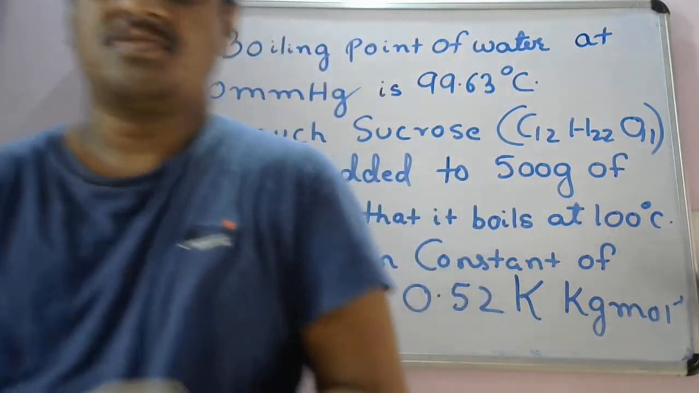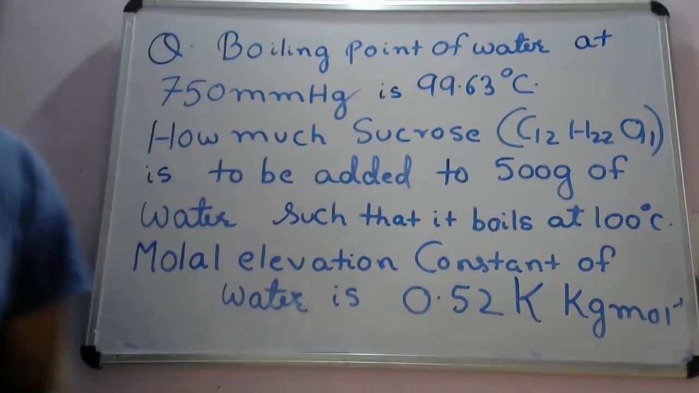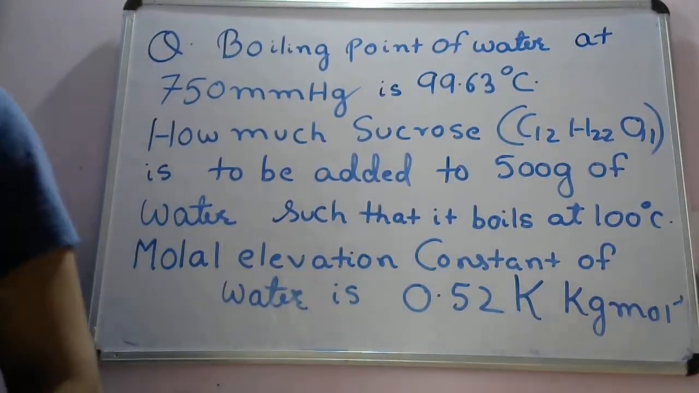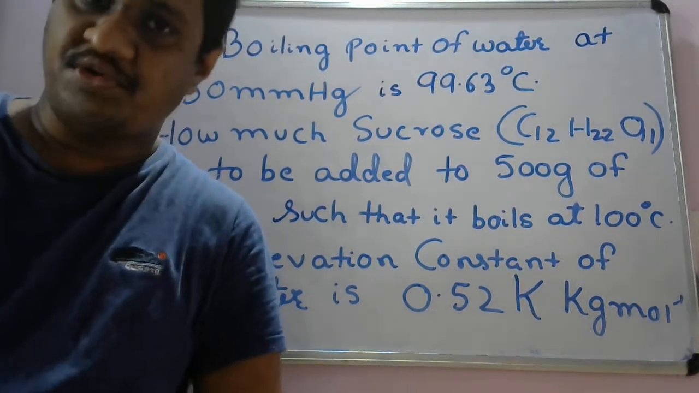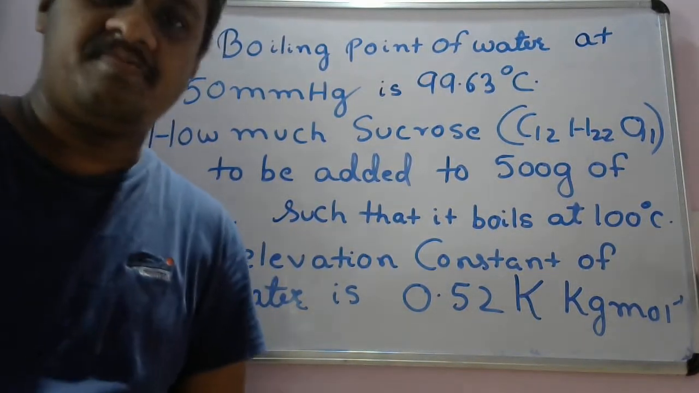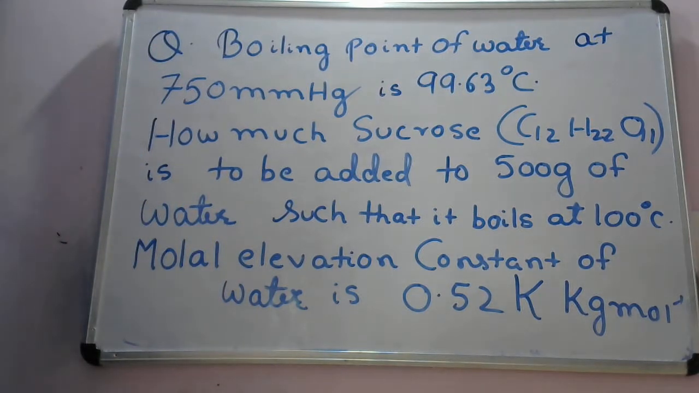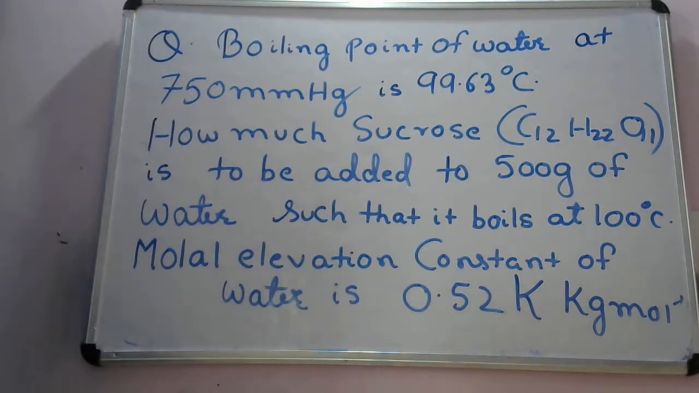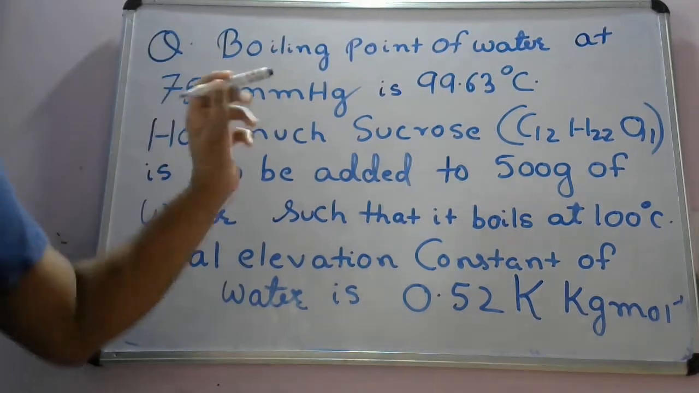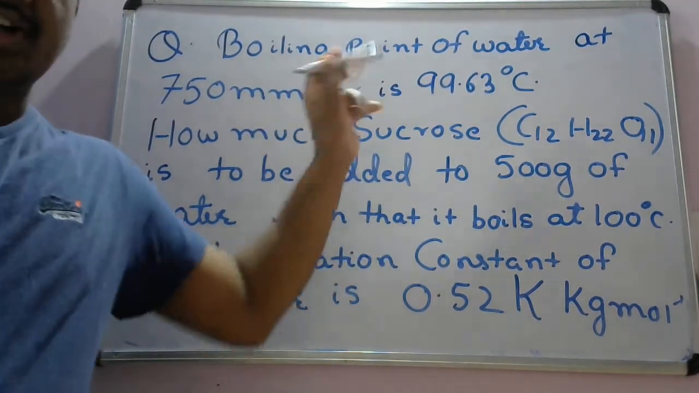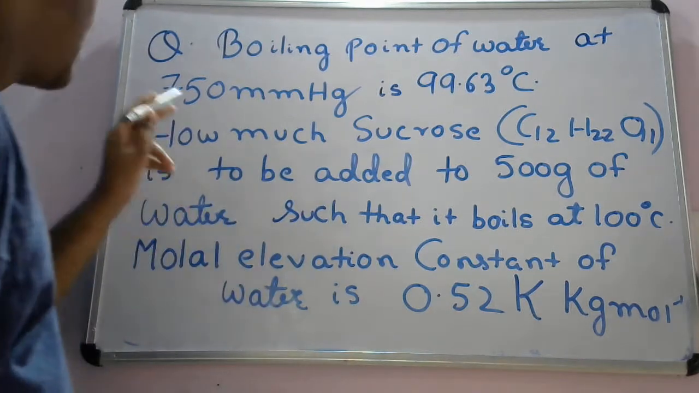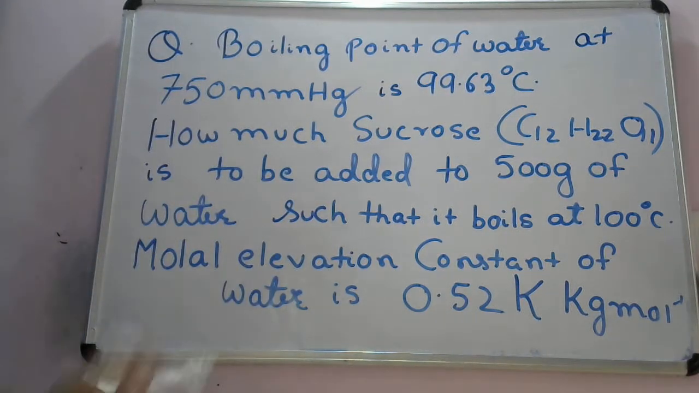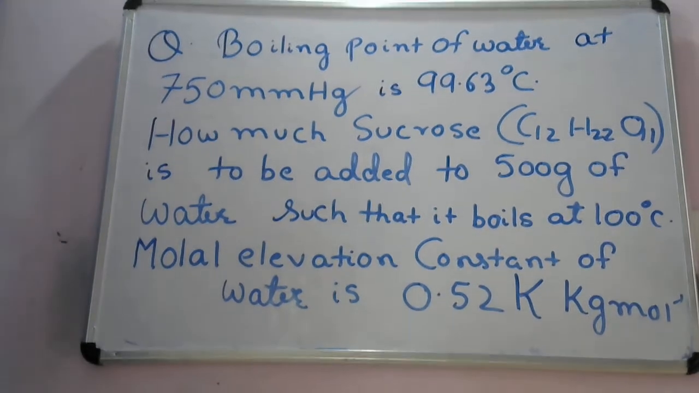Hello students. So in this video we will discuss numericals on elevation in boiling point and depression in freezing point of the chapter solutions. The questions which we are going to discuss are from the solutions chapter of the NCERT textbook. The first question, already mentioned on the board, is: the boiling point of water at 750 millimeter Hg is 99.63 degrees Celsius.